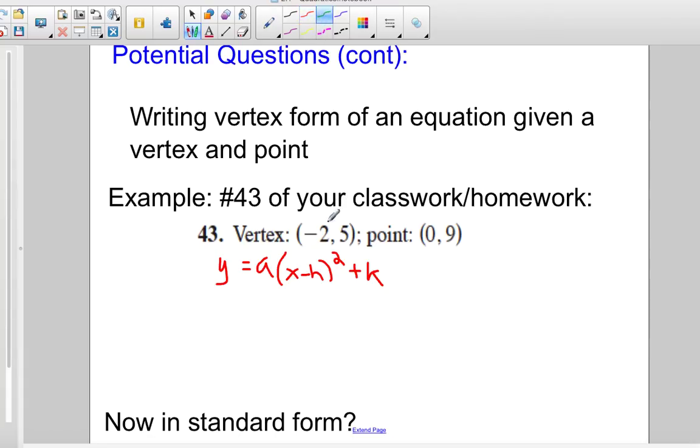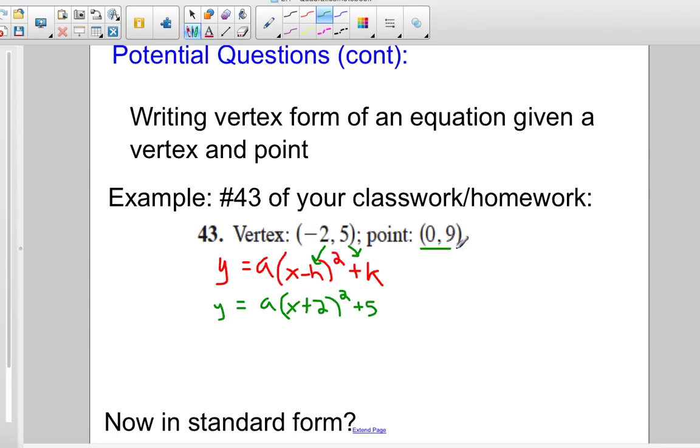Right. So what can we fill in here? Well, we can fill in the vertex, right? -2 goes right there for h. 5 is going to go right there for k. So I'm going to get y is equal to a(x minus h), but minus h is going to be minus -2, so I'm going to say plus 2, squared, and then plus k is plus 5.